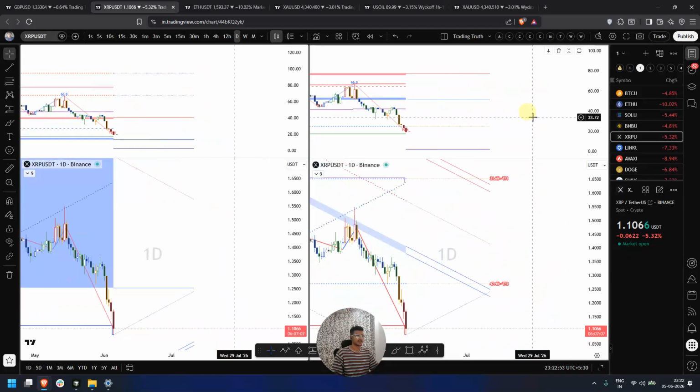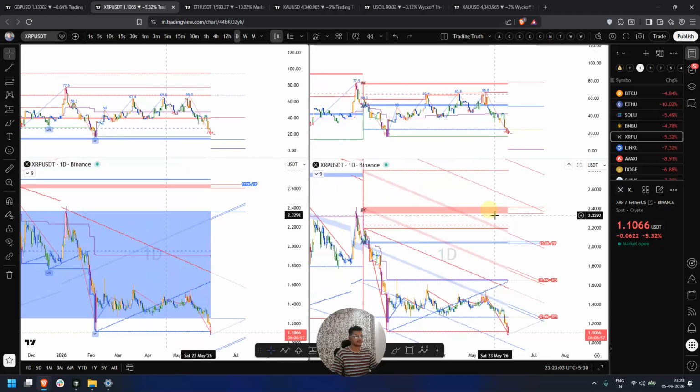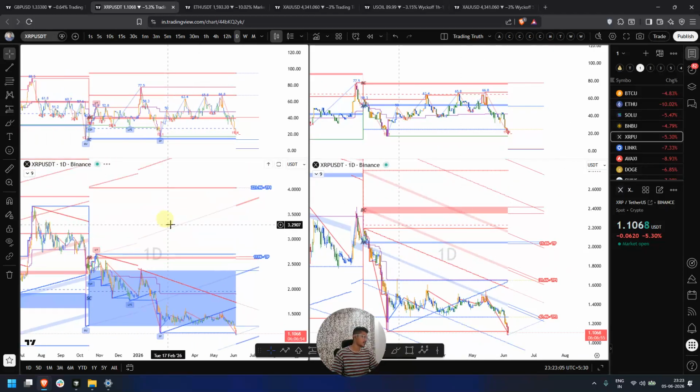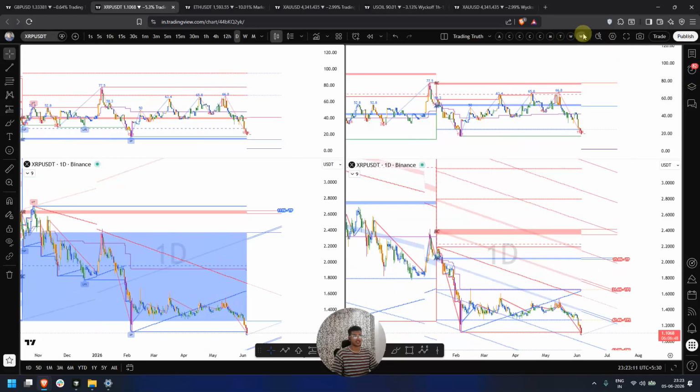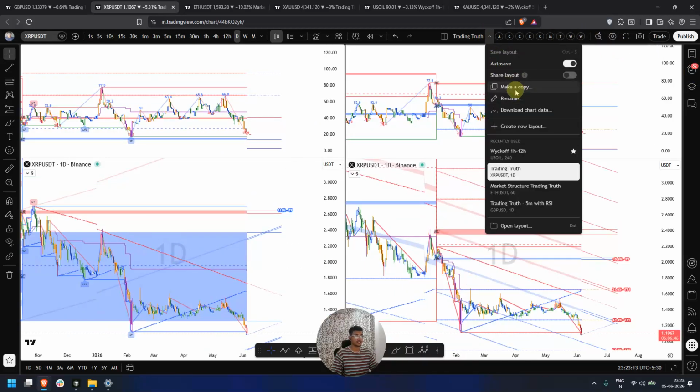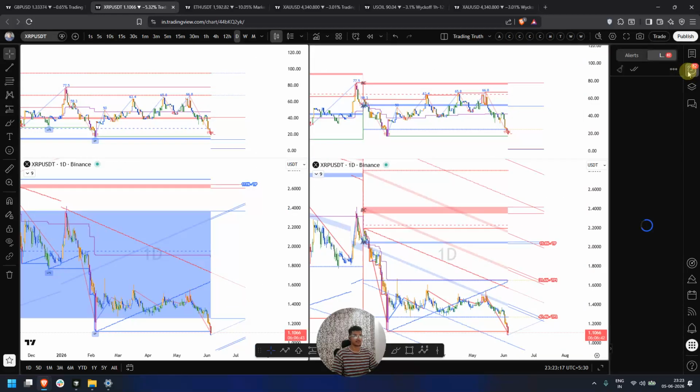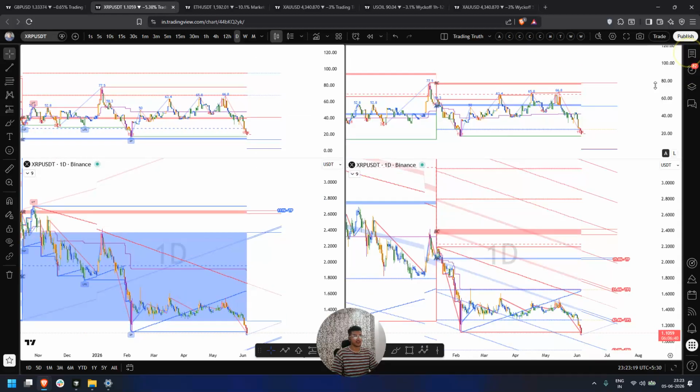Back then I coded this in Python, but I couldn't actually share it with the audience. Now that I have it in PineScript, I can actually share access or just share my layout like this. So it's going to be fun. I think you guys will love it.